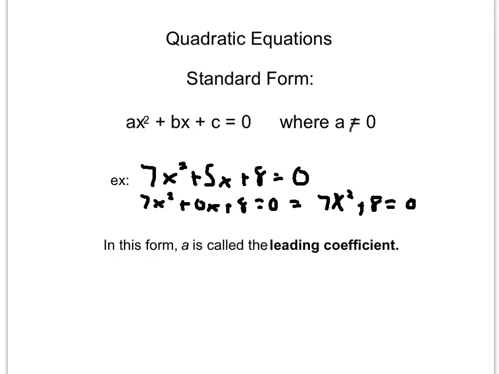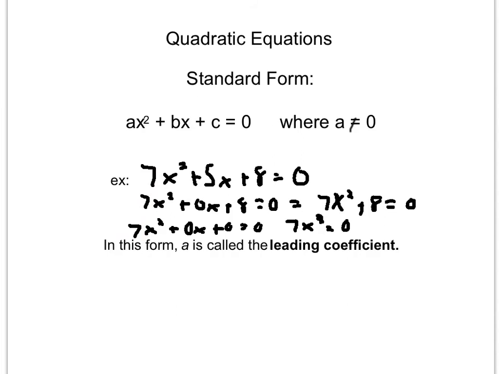And again, we can have something that looks like this: 7x squared plus 0x plus 0 equals 0. That'd just be the same as 7x squared equals 0, because we got rid of the x and the constant part. In this form, a is called the leading coefficient. So if I talk about the leading coefficient of a quadratic equation, then that's this number a right here, the number that's attached to the x squared.